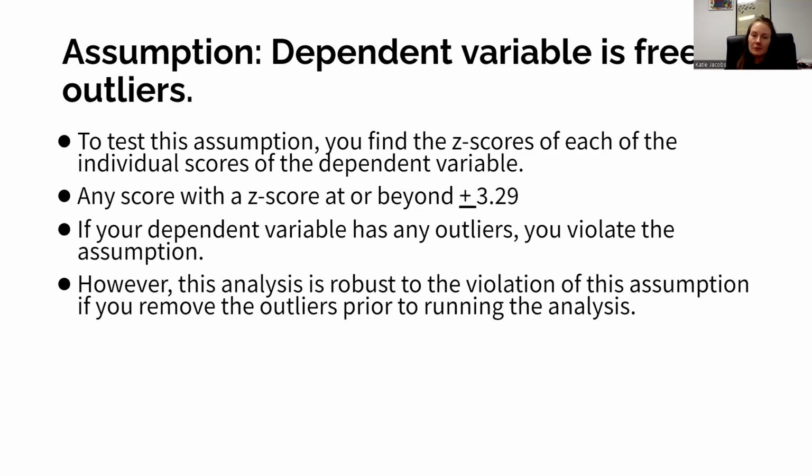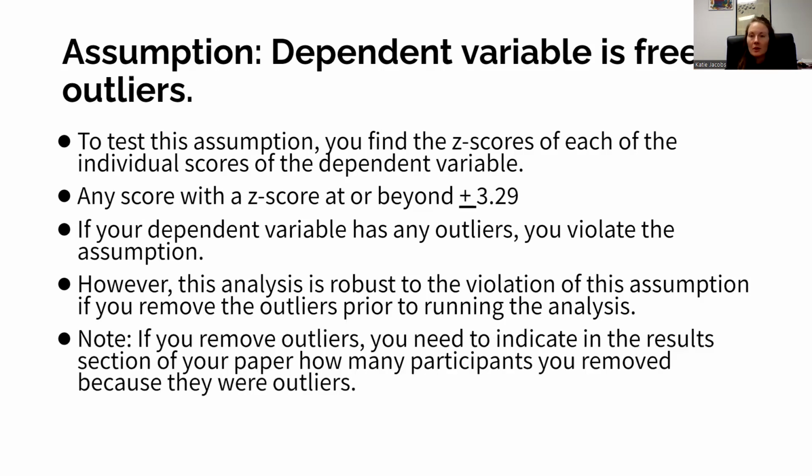However, the independent samples t-test is robust to the violation of this assumption if we remove the outlier prior to running the analysis. Note, if you remove any data points from your data set, you have to indicate that in the results section of your paper. You have to indicate how many participants you removed and why. So for this example, if you're using this way to identify your outliers, you would need to say, I removed however many because of the plus or minus 3.29 z-score criterion.